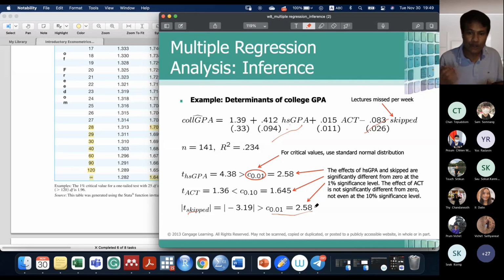So in this case, do you accept or reject the null hypothesis? All right? For skip. So in this case, we reject the null hypothesis. We say that the skip has a significant effect on college GPA. This is when you want to look at skip. You can test high school GPA. You also can test the average test score, ACT, here, from the previous example.